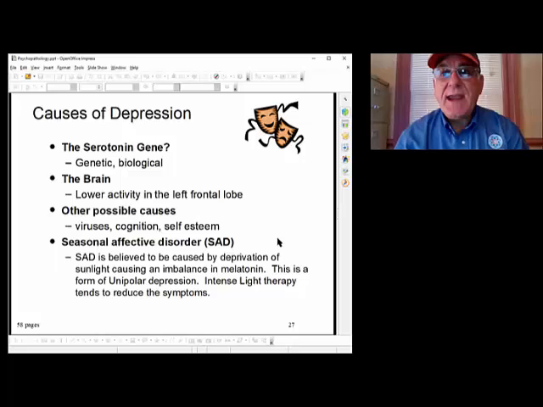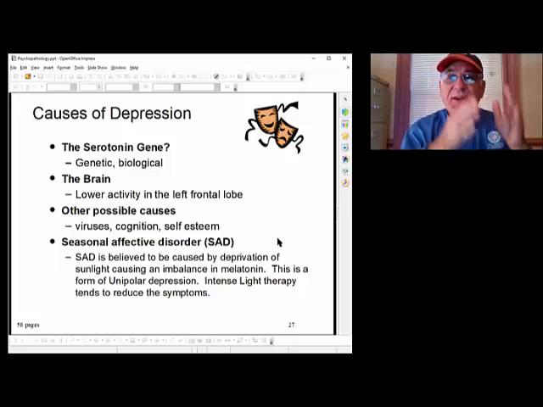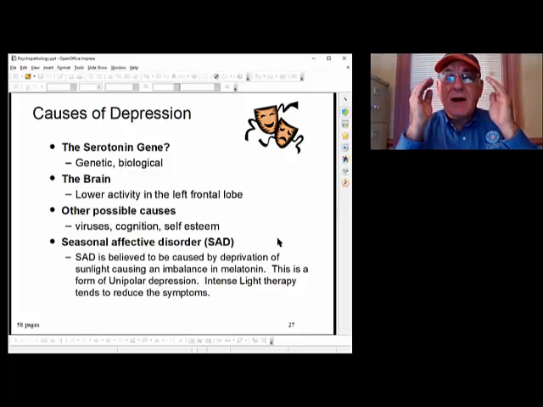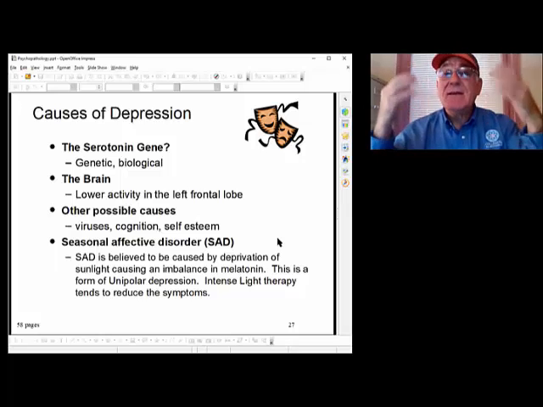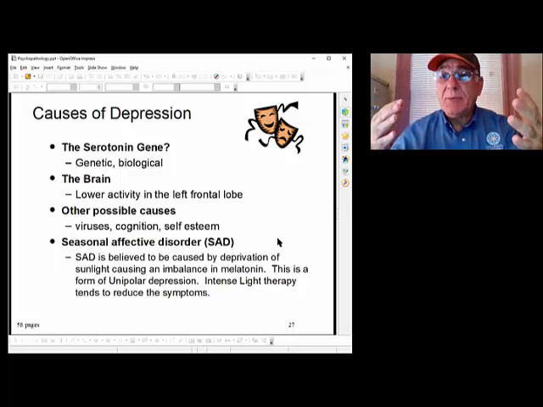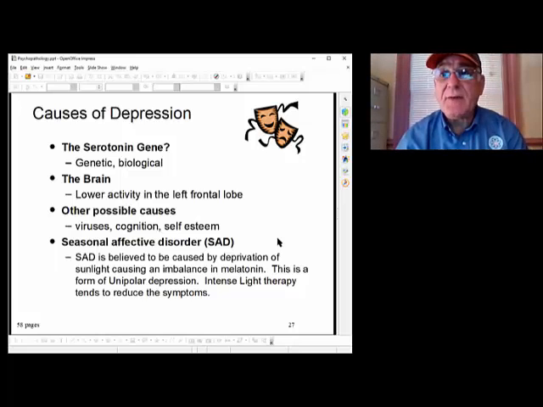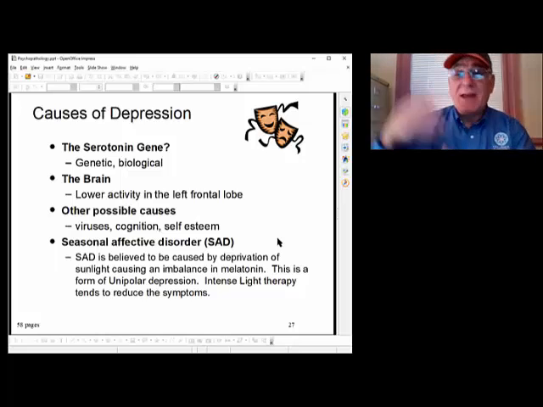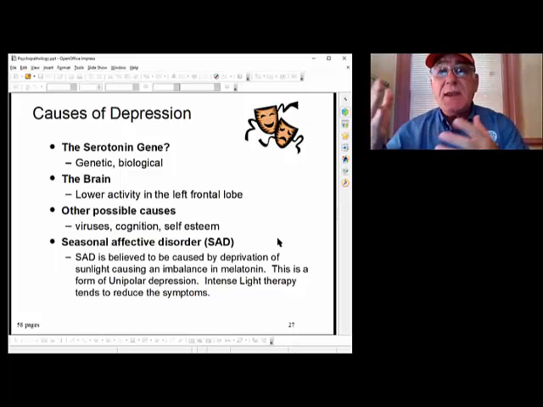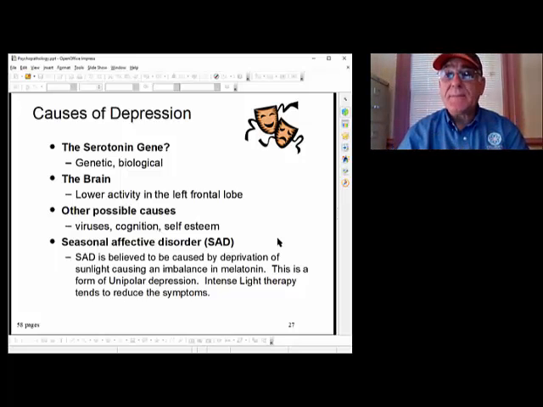So if they are producing just enough melatonin in their eyes during the summer to keep them from being depressed, in the wintertime they're not going to be producing enough, because there's not as much sun, plus we're not outside as much, and so they get depressed in the wintertime. So if you know someone who gets depressed during the winter, it's very possible they have seasonal affective disorder, and it's real easy to fix.